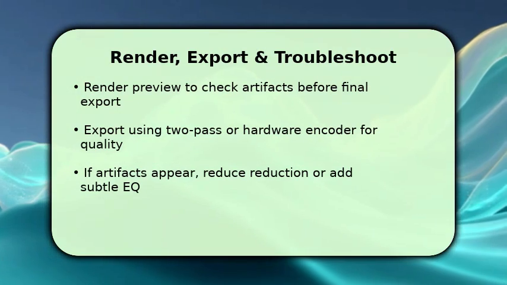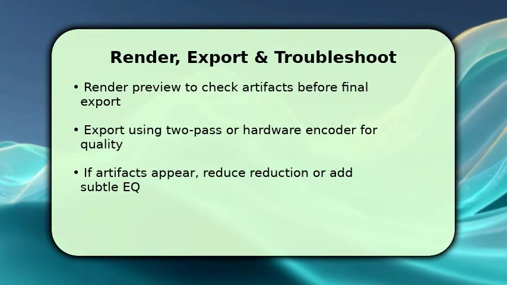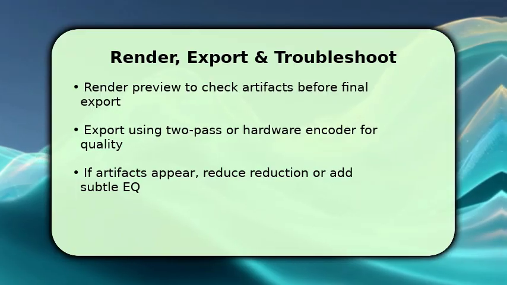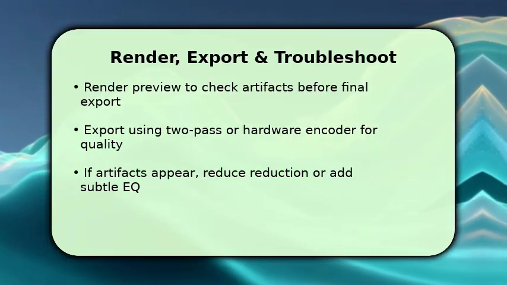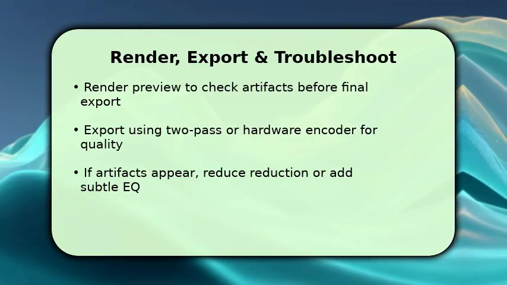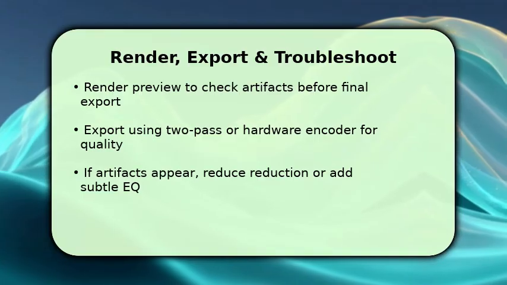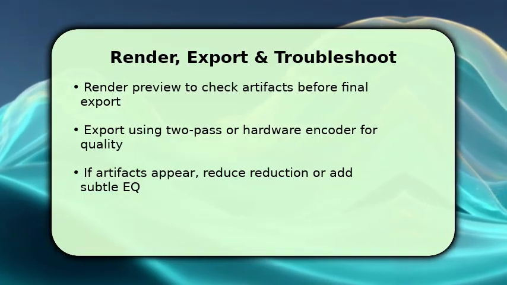You finish by rendering a preview to inspect for pumping or smearing artifacts, then export using a 2-pass or hardware-accelerated encoder for consistent results. If you spot metallic or underwater artifacts, back off the reduction amount and try a gentle parametric EQ to remove narrowband noise instead.